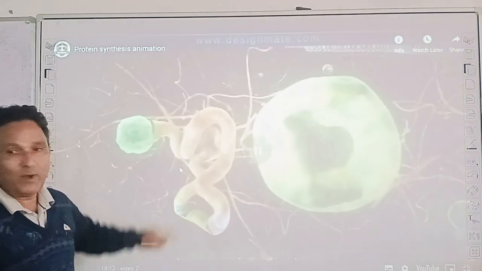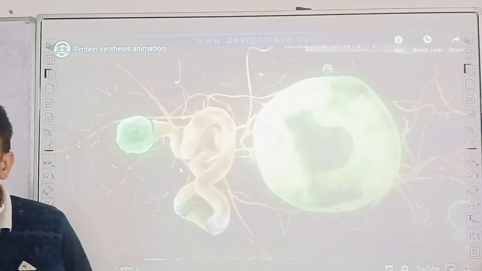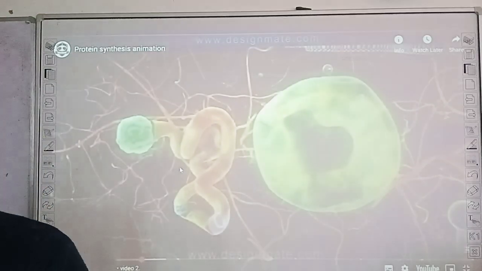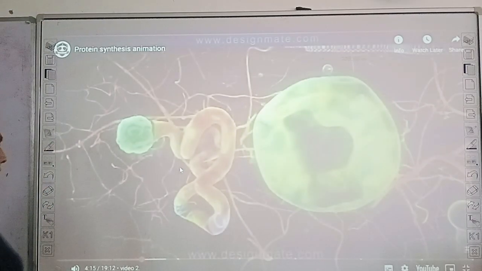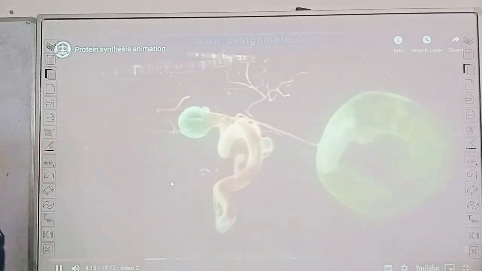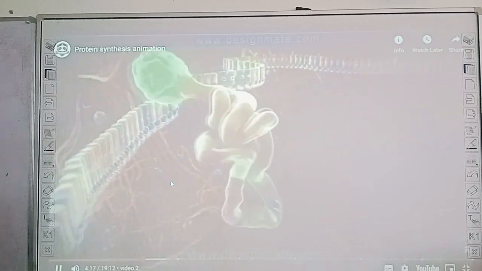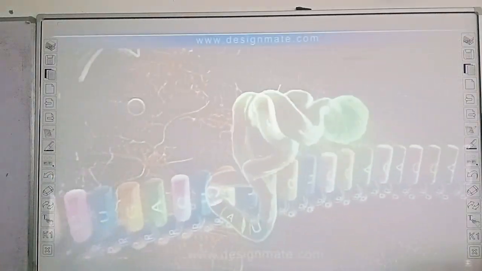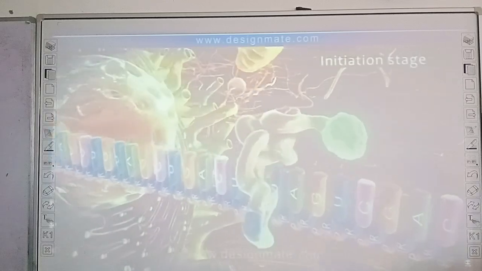and is released from the enzyme. Why is it called a met tRNA? Because it is loaded with the methionine amino acid. So it is called met. This marks the commencement of the first stage of protein synthesis, the initiation stage.